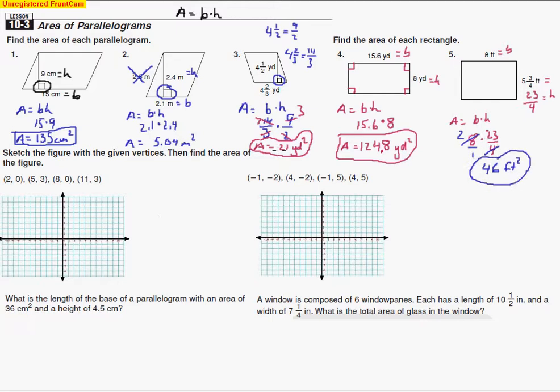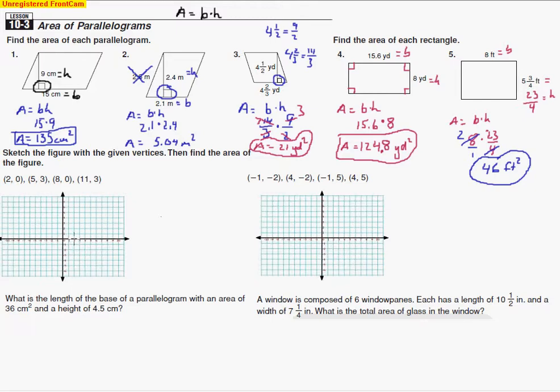Well, these next few problems are asking us to do some graphing, and then we're going to end up finding the area of the figure. So these represent the vertices. Vertices is plural for vertex, and vertex are the corners.